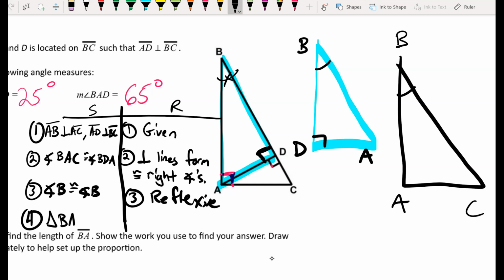So I could say triangle BAC is similar to triangle BDA, and my reason, for right now, for these similarity proofs, is always going to be angle-angle.